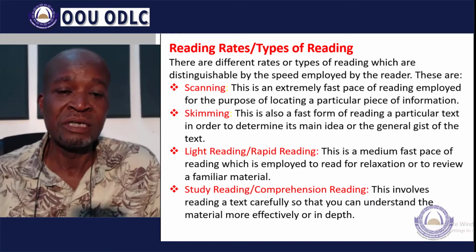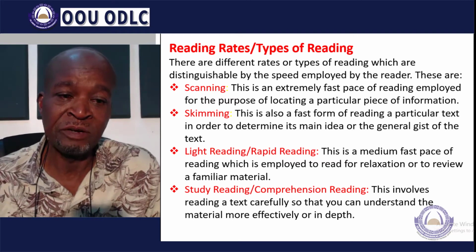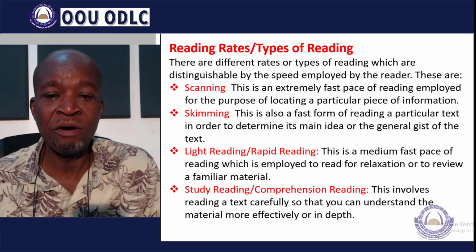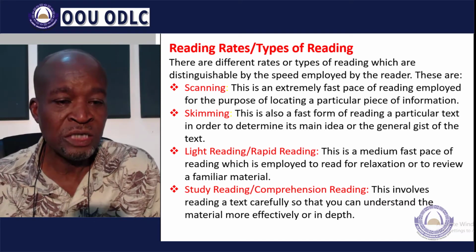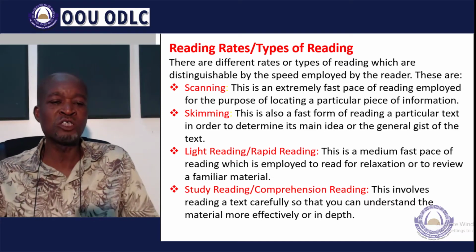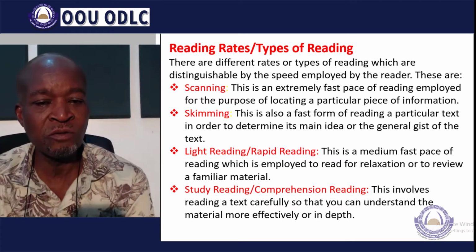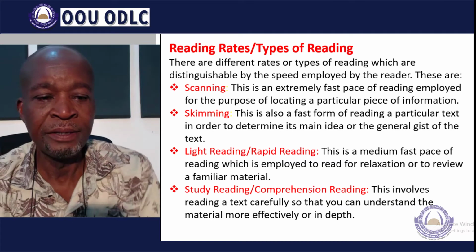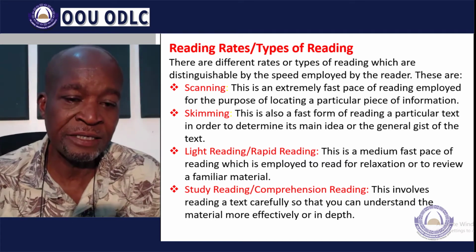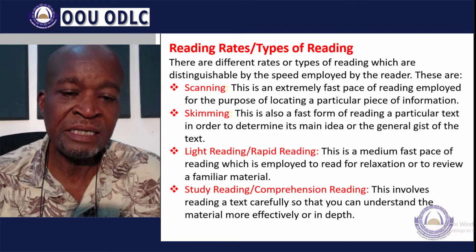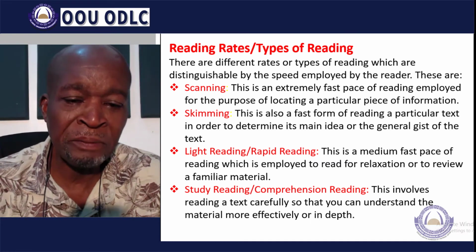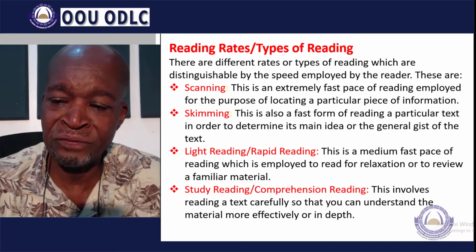Reading rates or types of reading. There are different types of reading which are distinguishable by the speed employed by the reader. These are: 1. Scanning. Scanning is an extremely fast pace of reading employed for the purpose of locating a particular piece of information.